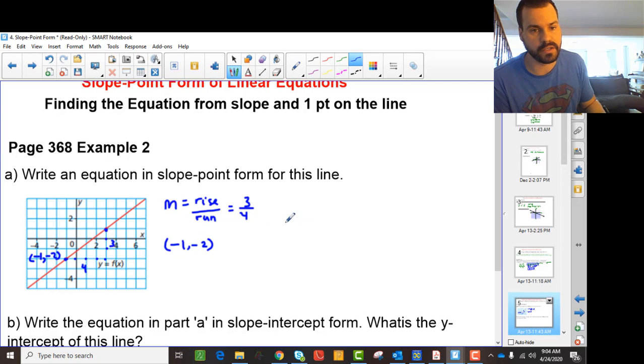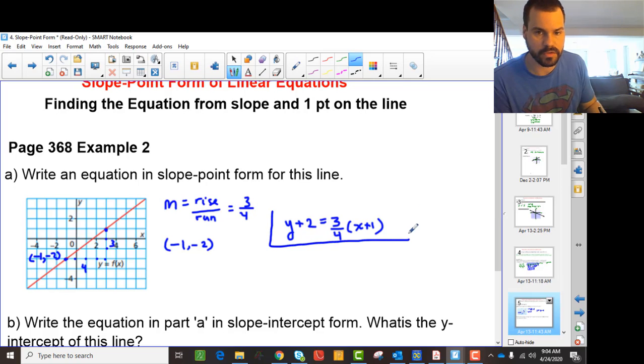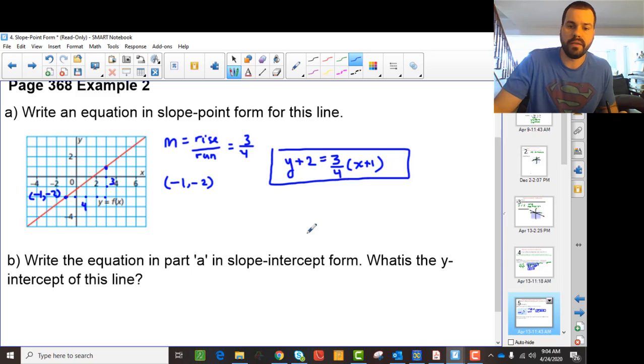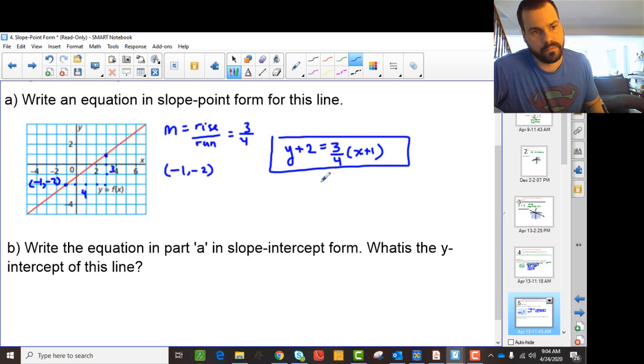So I'm going to switch those signs. So again, it's going to be y plus 2 is equal to 3/4 onto x plus 1. All right, there's my point slope form or slope point form of my equation. Then the question says, write that in slope-intercept form. Okay, so to do that, all I do is I take that and I expand the bracket first. So I go y plus 2 is equal to 3/4 x plus 3/4.